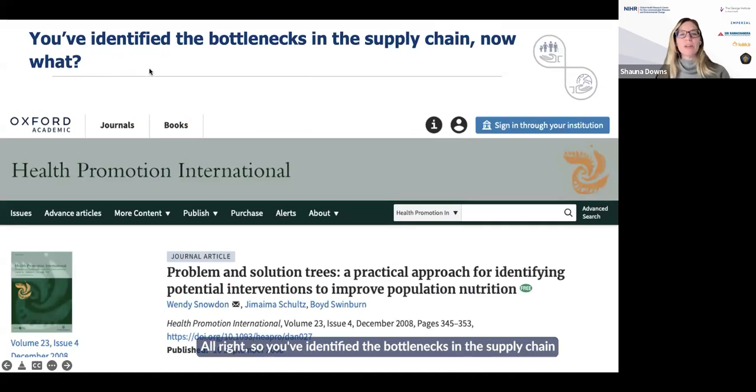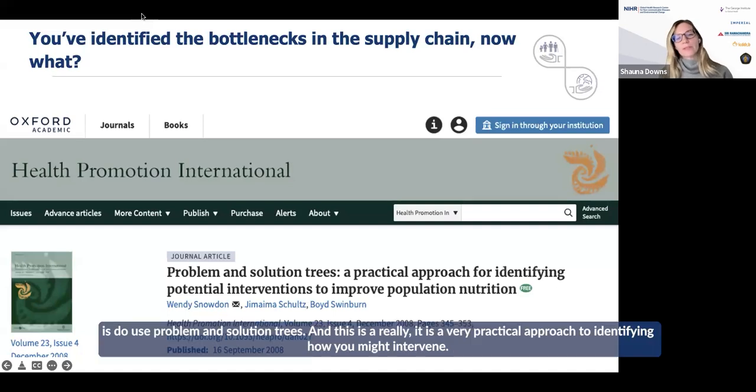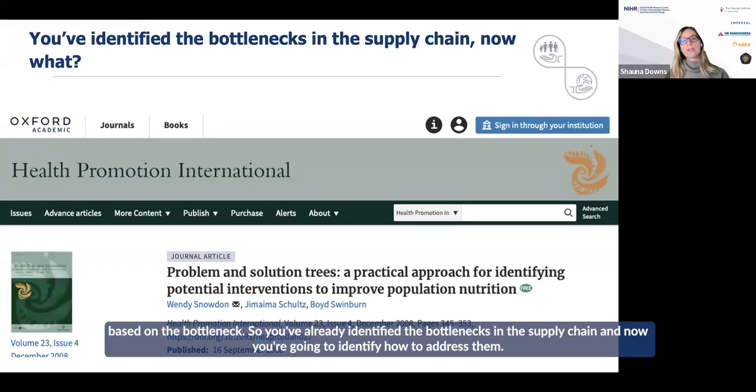All right, so you've identified the bottlenecks in the supply chain. Now what do you do? One of the approaches that I like, and I've used in other projects, is problem and solution trees. It is a very practical approach to identifying how you might intervene based on the bottlenecks. You've already identified the bottlenecks in the supply chain, and now you're going to identify how to address them.